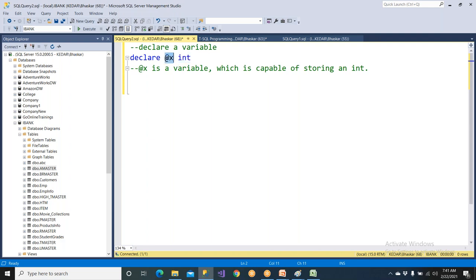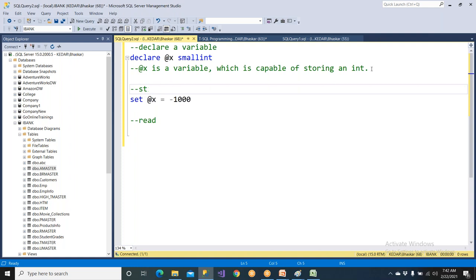Clear? So x is a variable which is capable of storing an integer. So the size of x is 4 bytes. If I say tinyint, it is 1 byte. If I say smallint, clear? So this is how it is going to be. Now, if you want to store the data, you need to say SET @X = -10. So you can have a positive number, a negative number, anything. If you want to read the data, because when you store, you're going to be reading, right? So this is for the storing purpose.